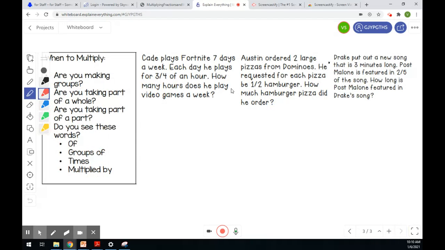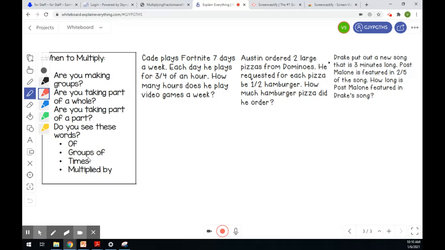So let's look at some word problems. So when do I multiply with fractions in a word problem? So we multiply when you're making groups. Are you taking part of a whole, which we'll talk about in the next section? Are you taking a part of a part? Or do you see these words: of, groups of, times, or multiplied?